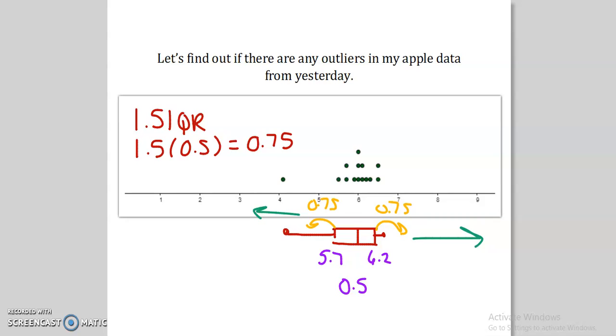So what is 0.75 away from 5.7? So that would actually be 4.95. So right there would be considered an outlier, or 6.95. Okay, so anything above 6.95 ounces would be considered an outlier, and anything below 4.95 ounces would be considered an outlier. So do we have any outliers? We don't have any on the top, but we do have this one on the bottom. That little tiny apple is an outlier because it's so far away from the distribution of the rest of the data.